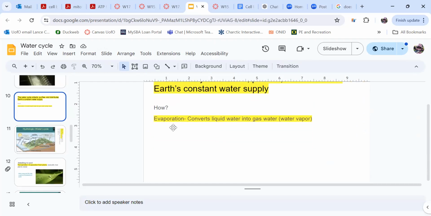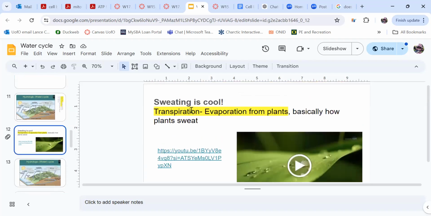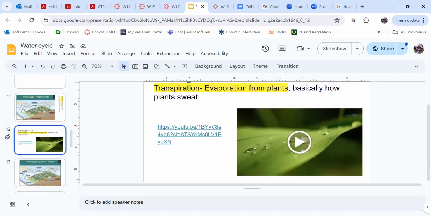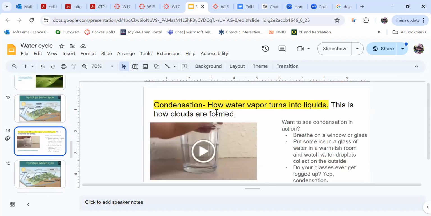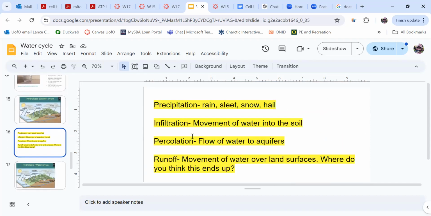What is evaporation? Well, that's when you convert liquid water into gas water. What is transpiration? Evaporation from plants. What is condensation? How water vapor turns into liquids. What is precipitation? Infiltration, percolation, runoff. What do these things mean? The definitions are all there.